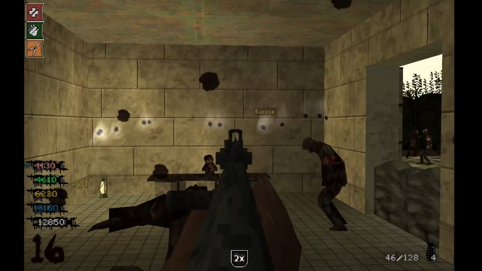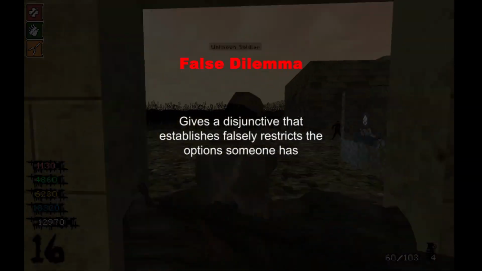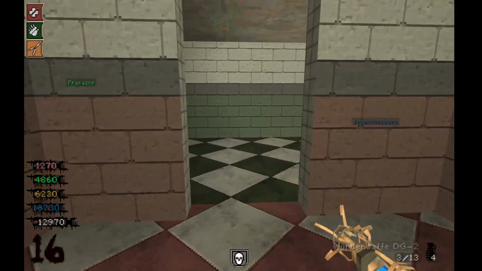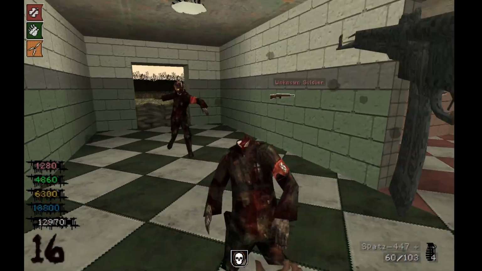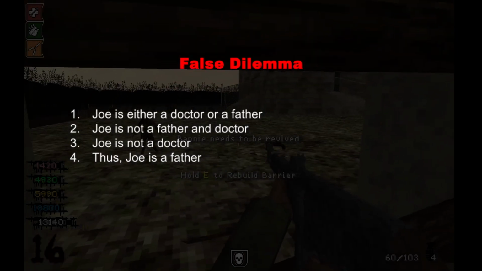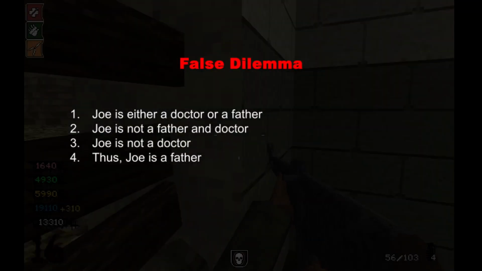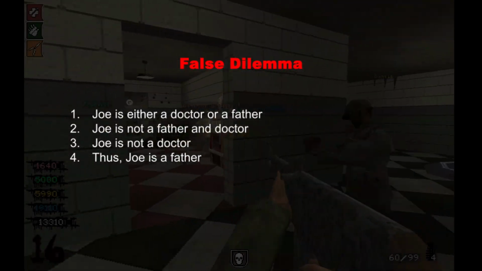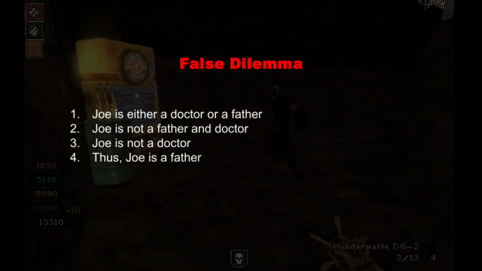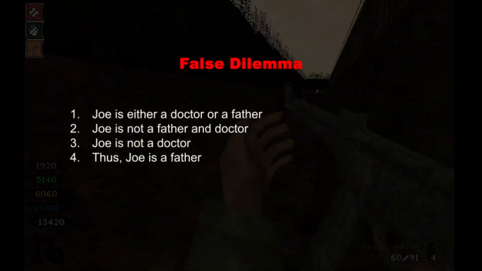Now, another example would just be giving a false dilemma. Now, technically speaking, this doesn't have to be invalid. People can give false dilemmas without having an invalid argument. So, for example, right, if I say 1, Joe is either a doctor or a father, 2, Joe is not a father and doctor, so 3, Joe is not a doctor, thus Joe is a father, right? So the second premise establishes a false dilemma. Now, this argument itself is logically valid, but it's not logically sound because premise 2 is false, right?